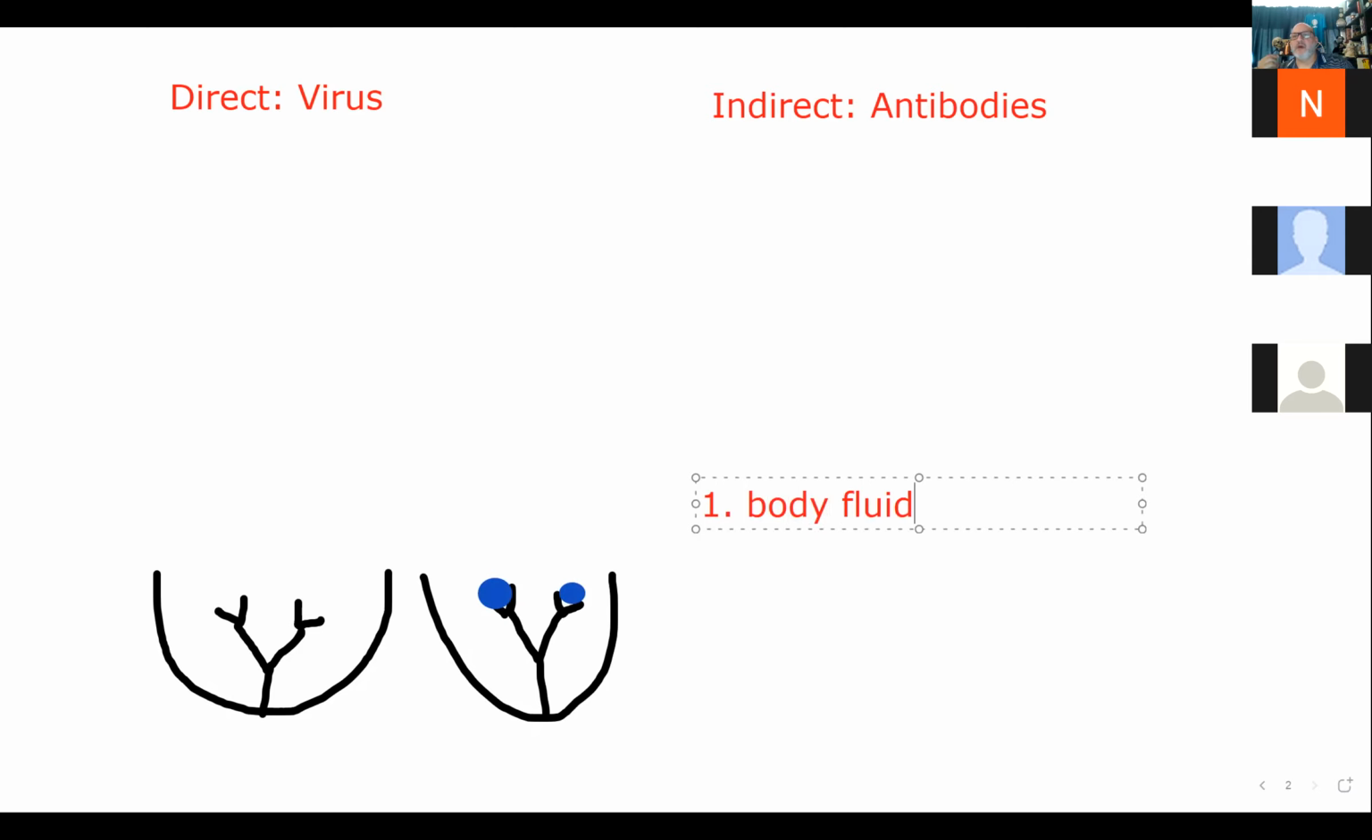Next, you add an antibody solution. This antibody is specific for the virus. So in the positive case, there is something for the antibody to bind to, and the antibody will bind to that virus, but in the negative there's nothing for it to bind to. So the second thing you're doing is adding a specific antibody.